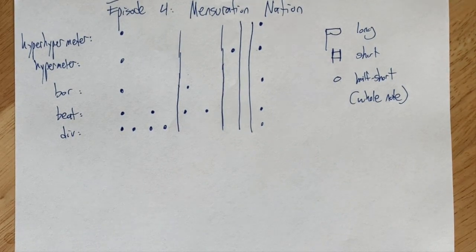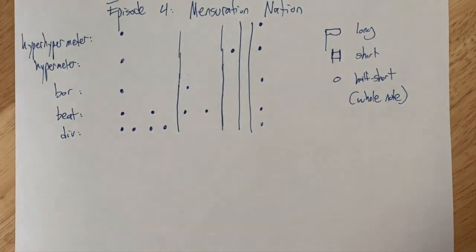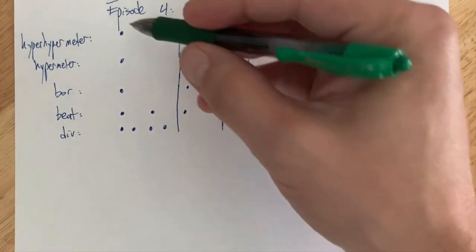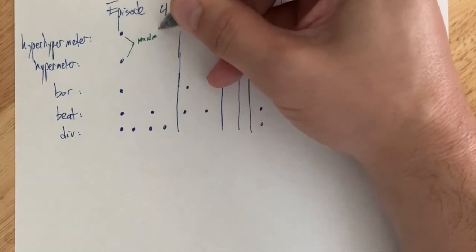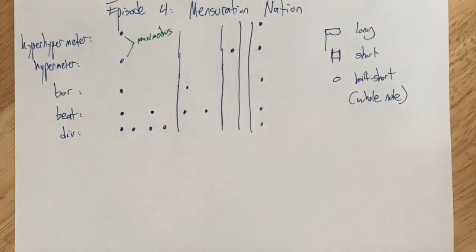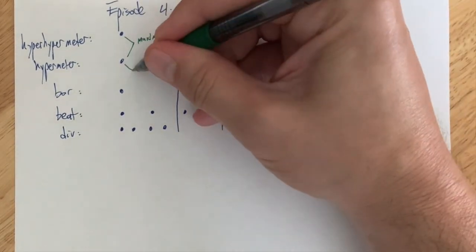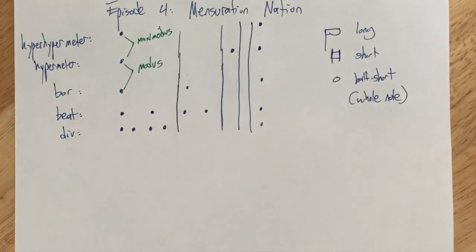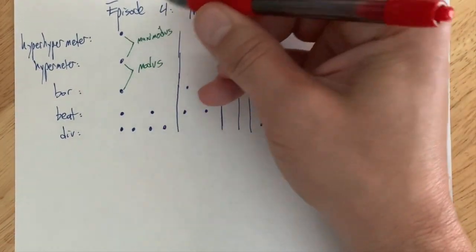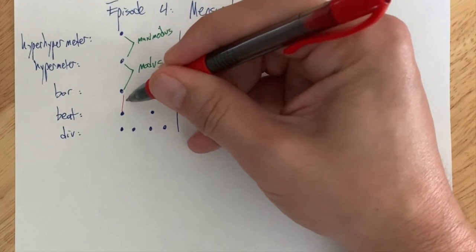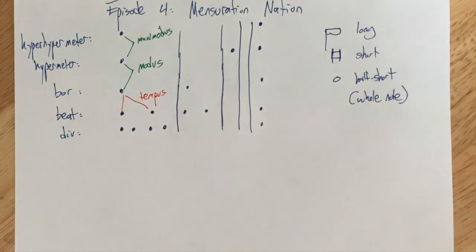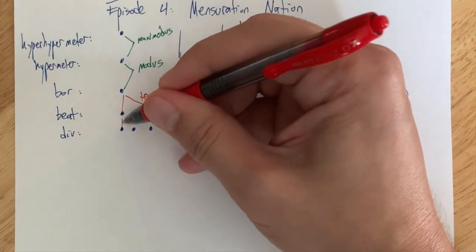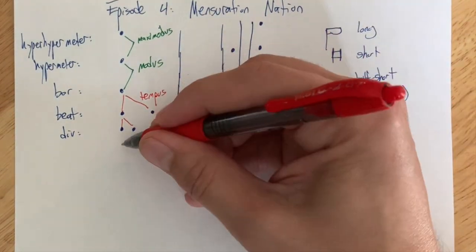They called the relationship between the hypermeter and the meter kind of level today, they called this maximodus. And then they had modus down here. And then, more important for us, this relationship between bars and beats, they called tempus, like time, right? And then this relationship between the beat and the division, they called prolatio.